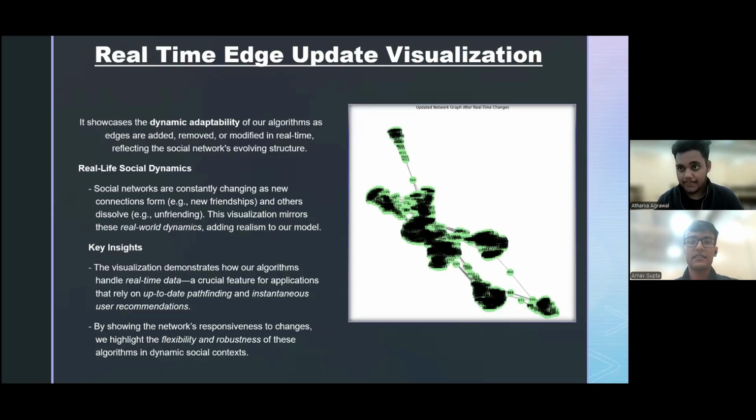The last is the real-time edge update visualization. It is similar to the first graph. The only difference is that certain nodes and edges have been updated, which generally happens from time to time. So it's a different graph from the first one.